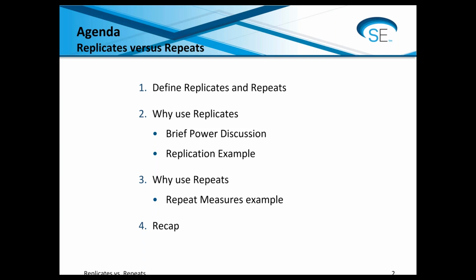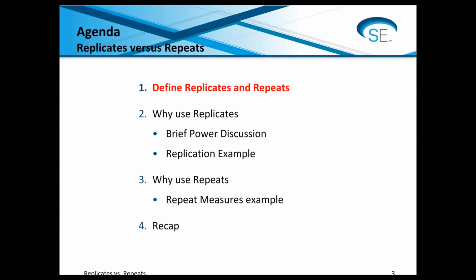Then we'll talk about repeats, where we're talking about repeating the measurement at a single run in the DOE and why you'd want to do that. And again, we'll have an example to illustrate that. Then I'll recap what we talked about.